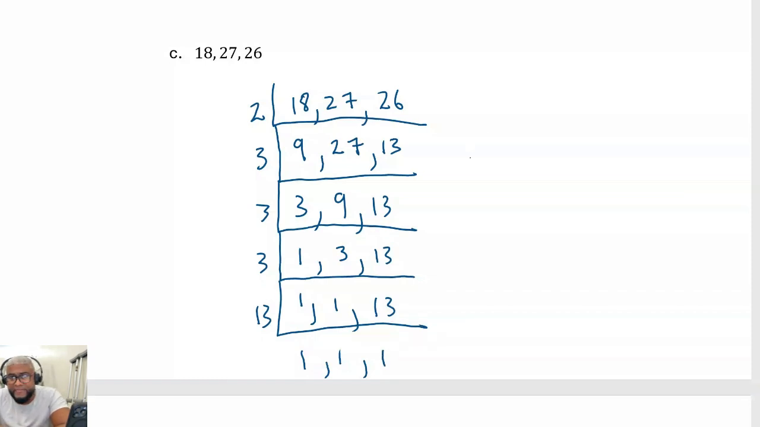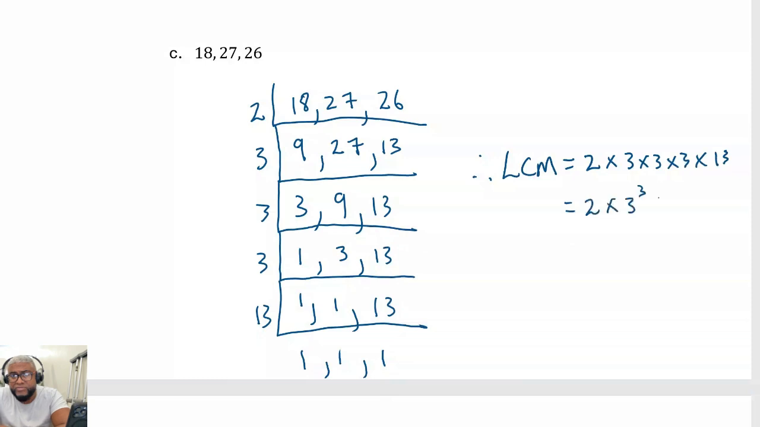So my LCM, okay, therefore, my LCM would be equal to 2 multiplied by 3, multiplied by 3, multiplied by 3, multiplied by 13, right? Now, this can be written as 2 multiplied by 3 to the 3rd power multiplied by 13. You can work it out, or you can leave it just like this in index form, right?